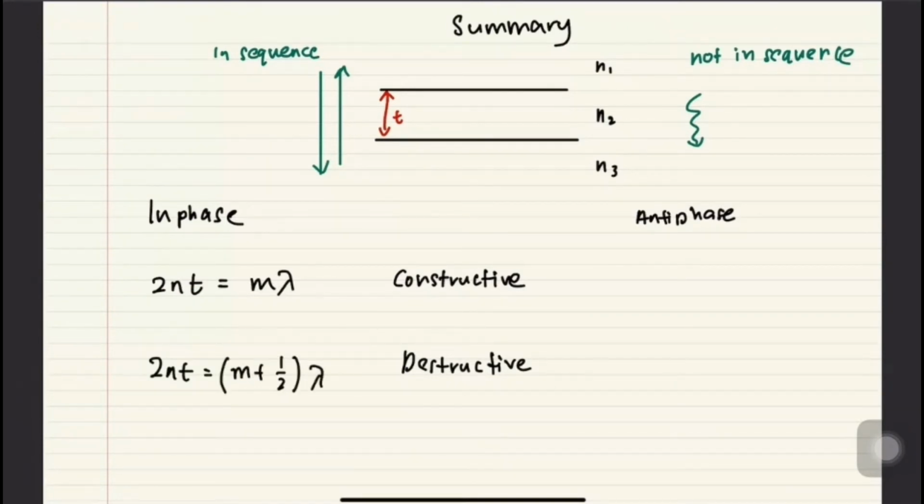The same goes over here, dia terbalik dengan antiphase. So this one becomes 2nt equals to m plus half lambda. So this becomes 2nt equals to m lambda.